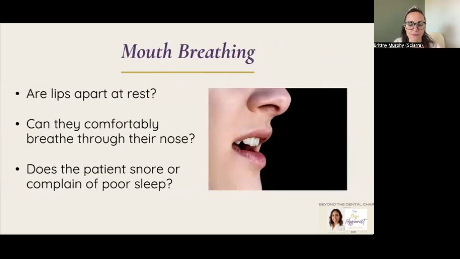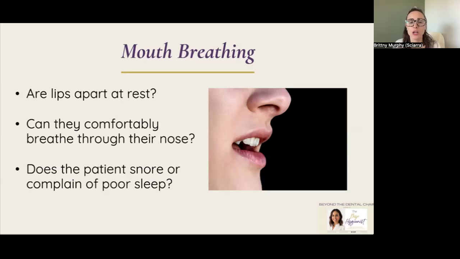When it comes to mouth breathing, observe your patient. Are their lips apart at rest? Now, of course, when we're working in their mouth, obviously their mouth is open. But when we're chatting with them, when we're catching up on what else happened since that 3, 4, 6 month recall, when you're reviewing medical history, when you're getting something ready for your tray and the patient's in the chair, what does their posture look like? Can they comfortably breathe through their nose? You can ask them to perform a minute or 3 minute breath test where, again, you're getting something ready in the operatory, and you're just asking them to breathe through their nose. Are they able to do this comfortably?